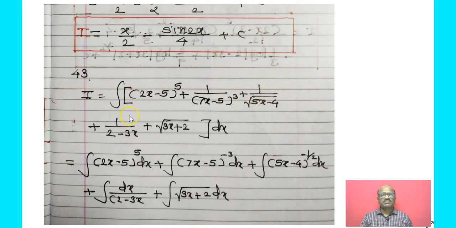Now next problem: I is equal to the integral of (2x minus 5) raised to 5 plus 1 upon (7x minus 5) raised to 3 plus 1 upon root of (5x minus 4) plus 1 upon 2 minus 3x plus root of (3x plus 2) dx.